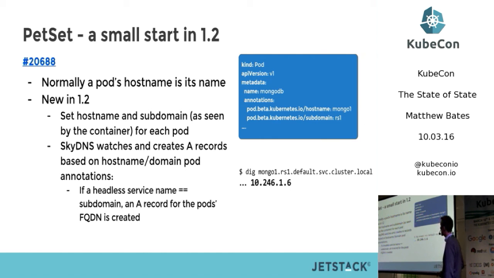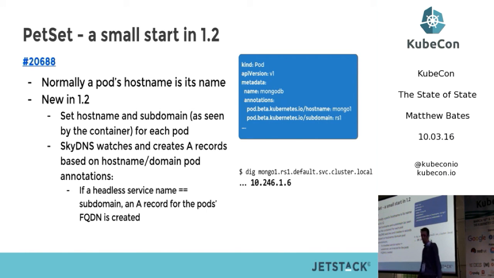And what will happen is, of course, the hostname will get generated, and if I was to cat the hostname, I'd be able to see a fully qualified domain name, a bit like the following: Mongo 1, RS1, default, assuming I'm in the default namespace, service cluster local. So you'd get something predictable that you can rely on and use inside your cluster. If you're also running SkyDNS, which I think a lot of people do in my experience, and you're using that for internal service discovery, and you have a headless service that matches the name of the subdomain, it goes further and creates an A record for you with that fully qualified domain name.